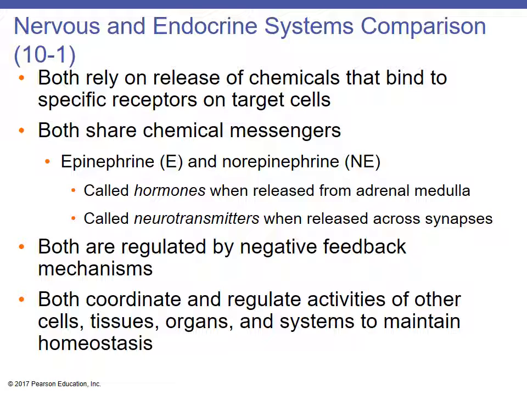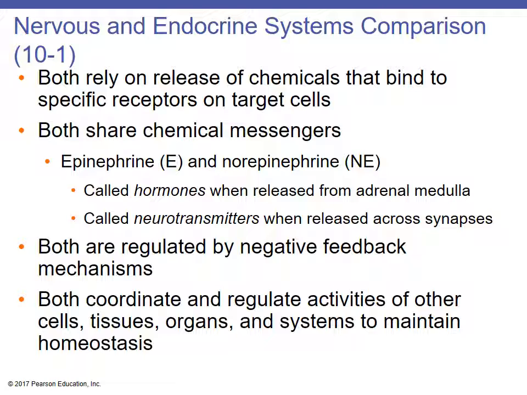Right. So when we're looking at the similarities and differences between the nervous and endocrine systems, we can start by looking at some of the chemicals that they both have in common. Basically, all of the chemicals that they're going to release or manipulate are going to carry specific messages to what we call target cells, right? Those are the cells that they are trying to talk to.